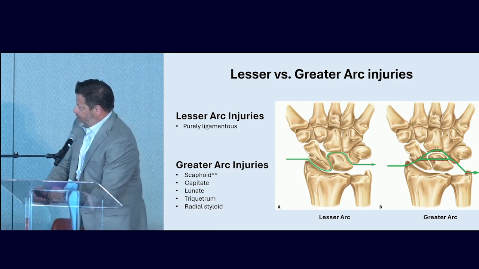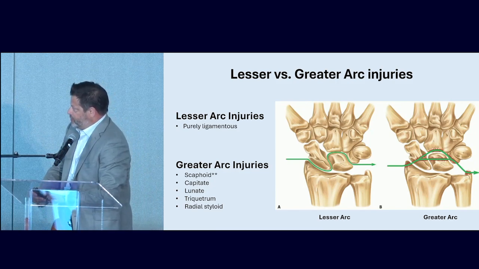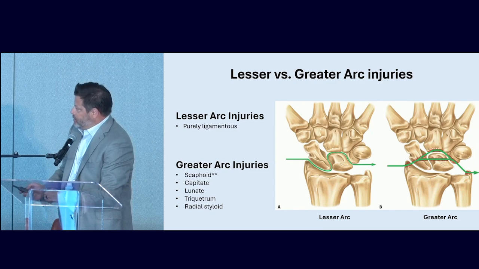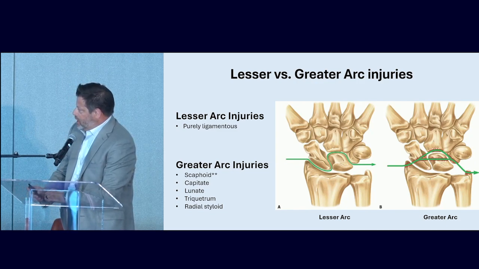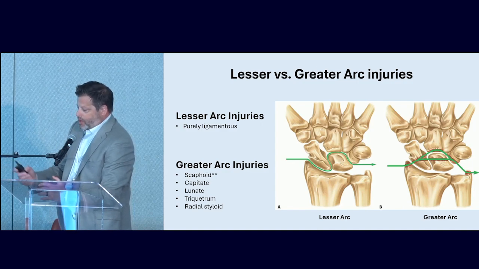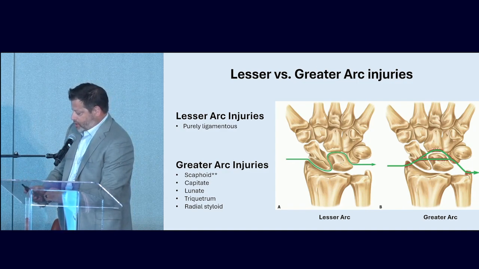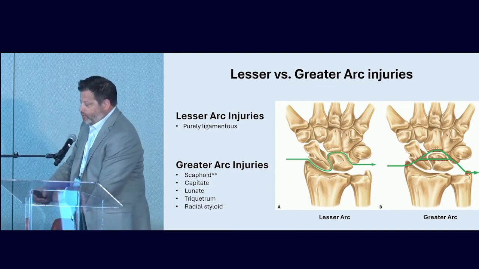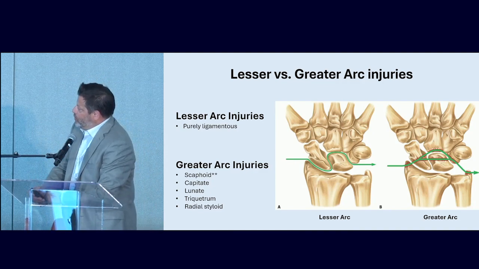A lot of you can really geek out on this stuff, but it makes sense when you look at the different arcs here. You see the lesser arc injuries, which are purely ligamentous, going through the ligaments, creating an injury that I'll show you. And the greater arc injuries go through a variety of different bones, with the scaphoid being the most common, which we're focusing on today.